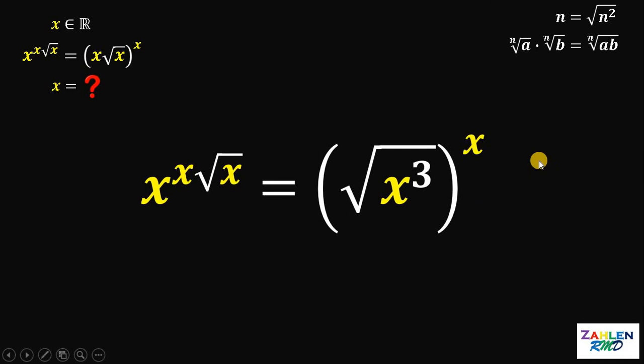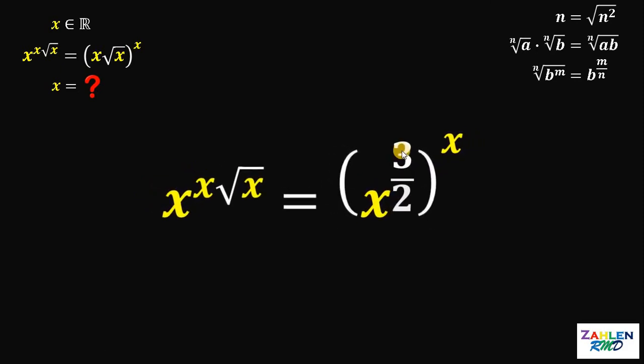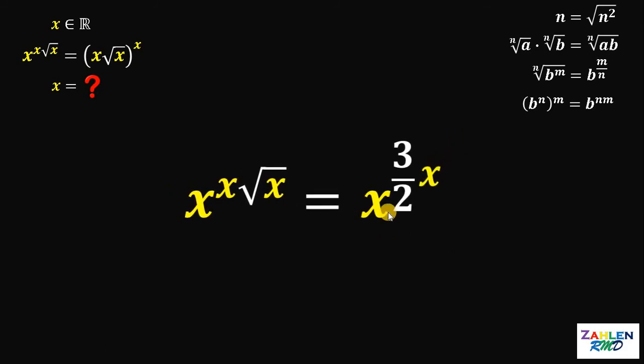Now, let's use another property of radicals. If we have nth root of b raised to m, it is equivalent to b raised to m over n, wherein this n is the index and this m is the exponent of the base. Therefore, square root of x cubed can be written as x raised to 3 over 2. Don't forget that the index in the square root must be 2. Now at this point, let's use another law of exponent. If we have b raised to n raised to the power of m, that is equivalent to b raised to n times m. Therefore, the right hand side of our equation can be written as x raised to 3 over 2 times x.